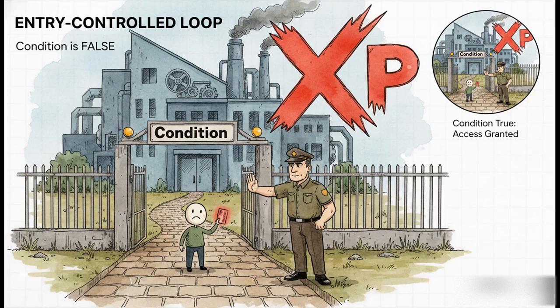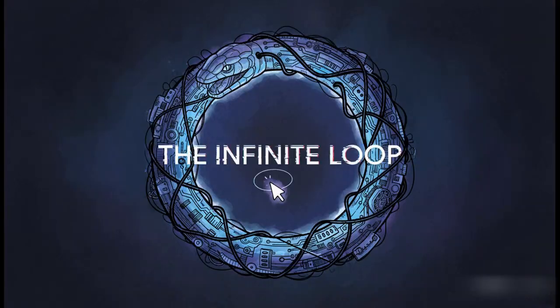Now, here's a really critical detail. A while loop is what we call entry controlled. Think of it like a bouncer at a club. It checks the condition before it even thinks about letting you in. And if that condition isn't true from the very beginning, the code inside that loop will never ever run, not even once.